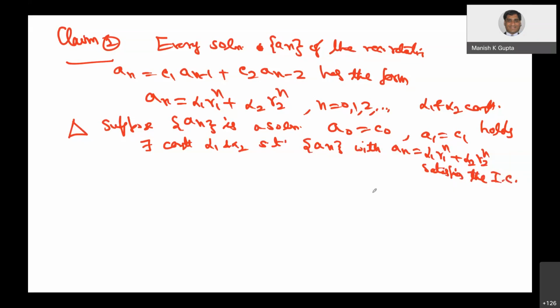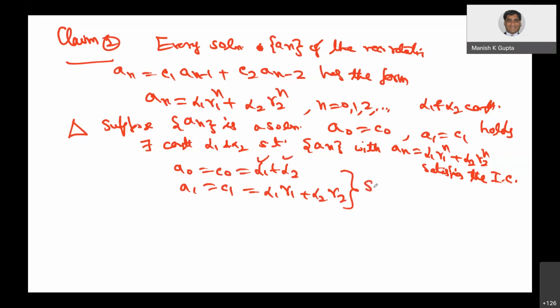Initial conditions, IC. Right. So from this, since a0 is equal to c0, we will have a0 is equal to c0 is equal to alpha 1 plus alpha 2. And similarly, we will have a1 is equal to c1 is equal to alpha 1 times r1 plus alpha 2 times r2. Now r1 and r2 are known to us. a0, c0, a1, c1 are known to us. Only alpha 1 and alpha 2 are unknown. So we can solve for alpha 1 and alpha 2 here.